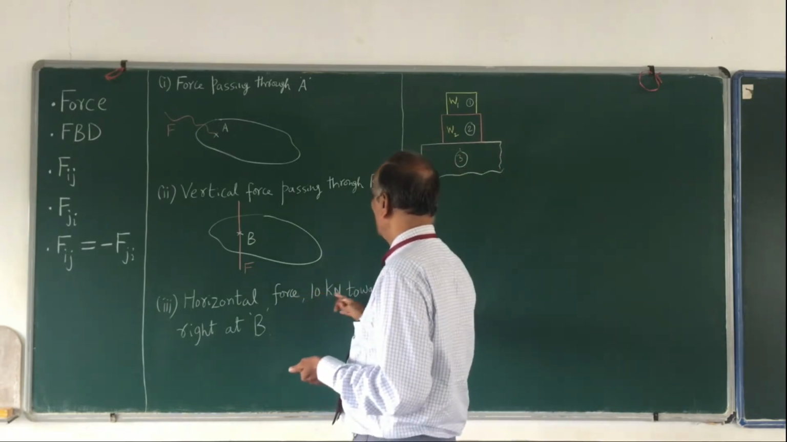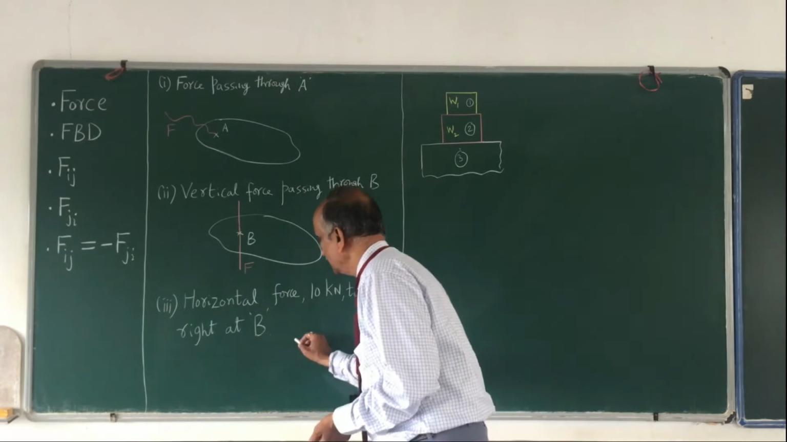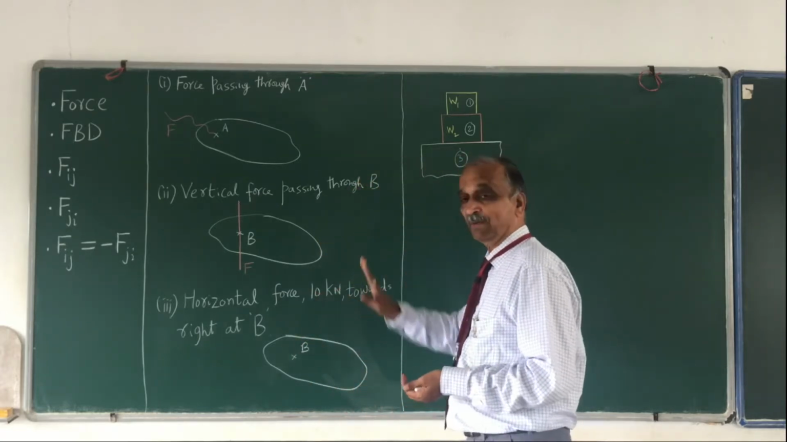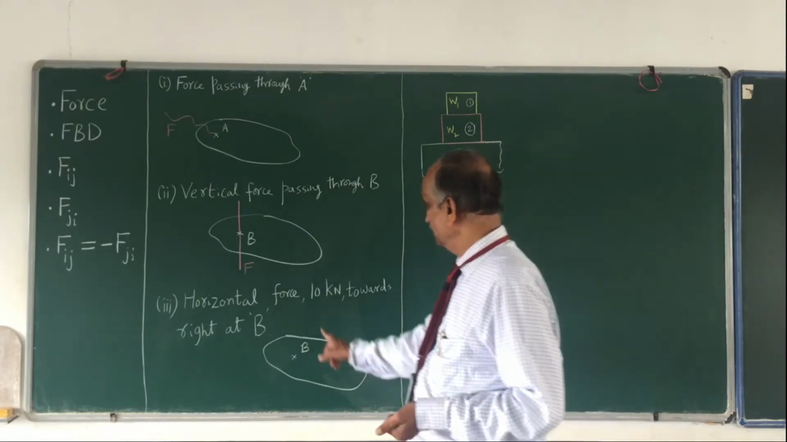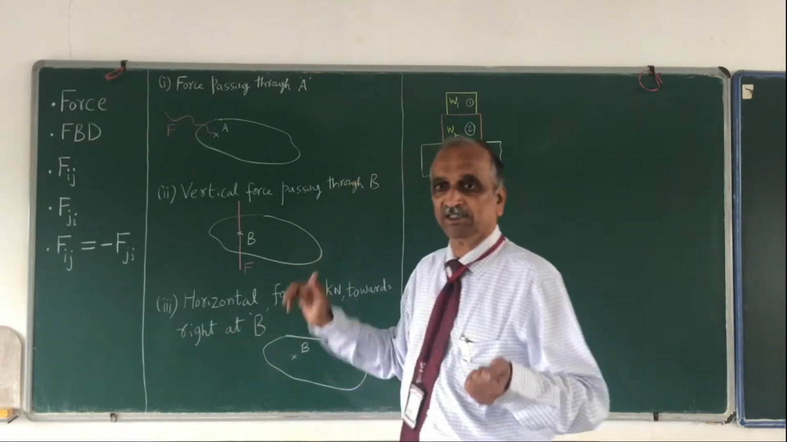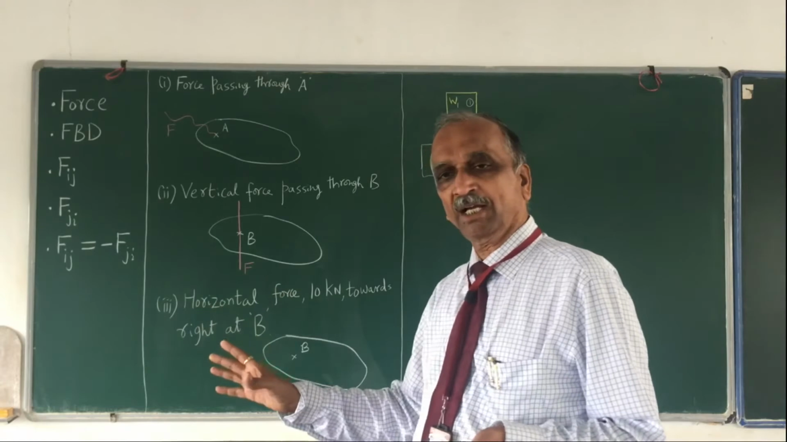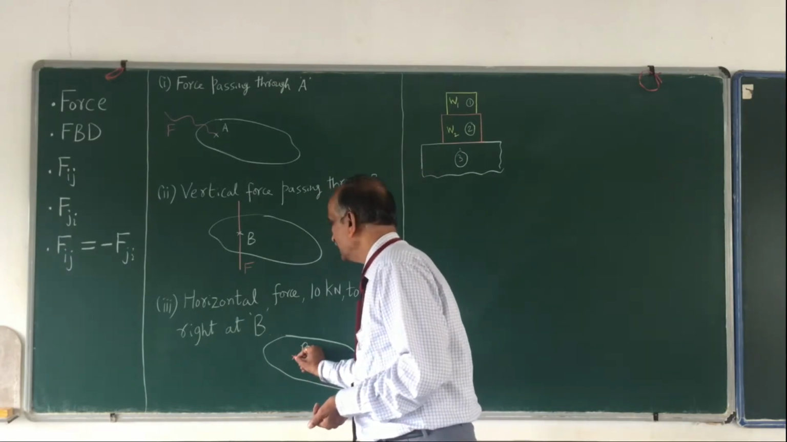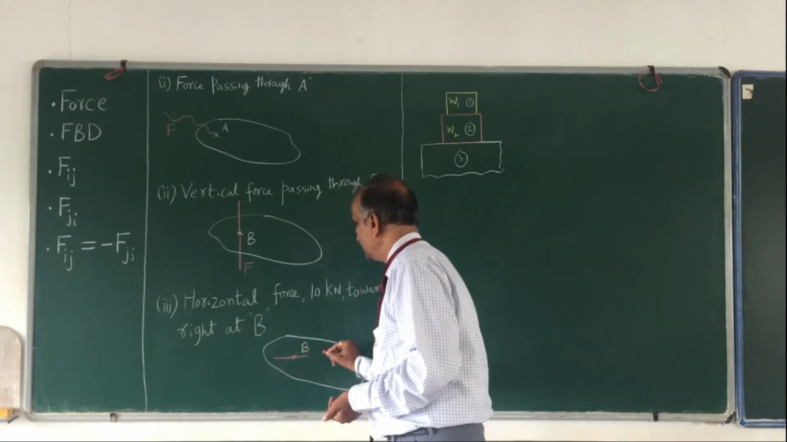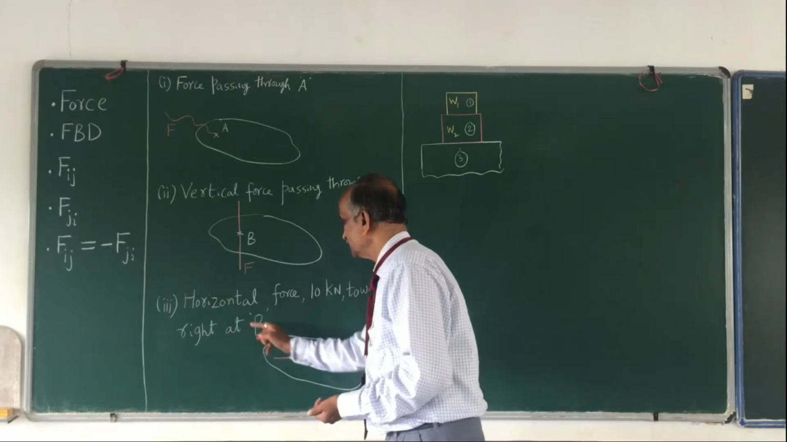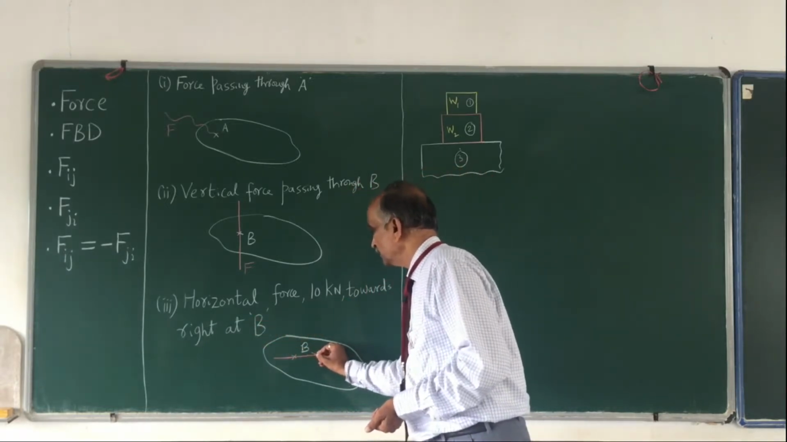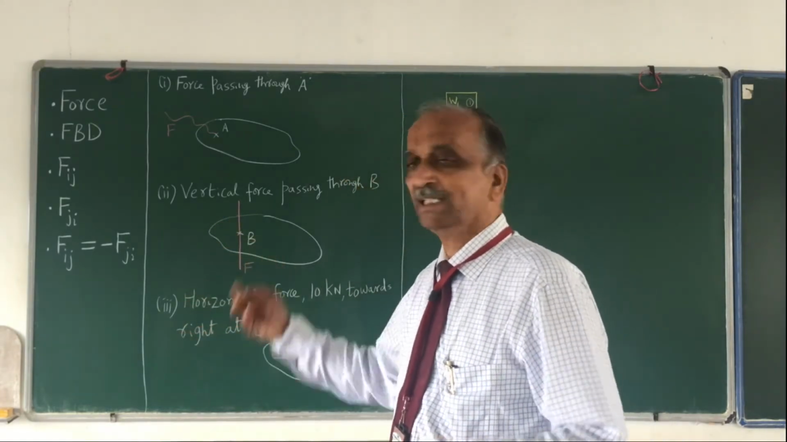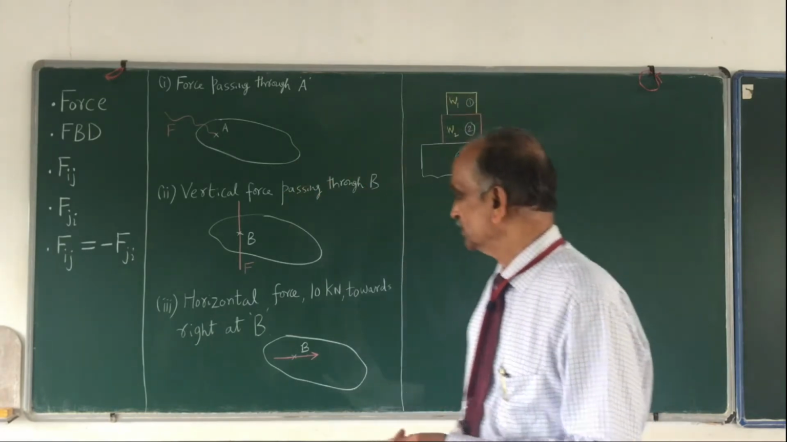And the third one: horizontal force of 10 kN towards right at B. I have not drawn the body, so let me assume this is the body and this is point B. Here the magnitude is known. What about the direction? It is horizontal, towards right. That means the direction also is known. When you know the magnitude and the direction, you can easily represent it. The force passes through point B, and I know that it is horizontal. You draw a horizontal line, and since the direction is towards right, put an arrow. If the direction is known, then we put the arrow. If the direction is not known, then we represent it only by the line of action, that is, by drawing only a line. So this is how we represent this.